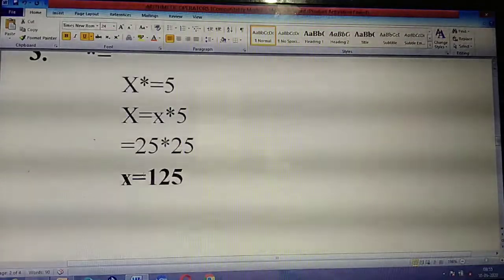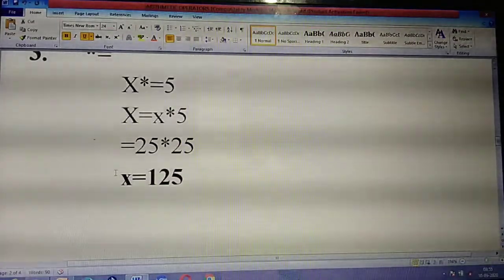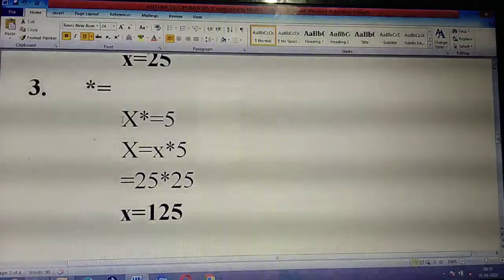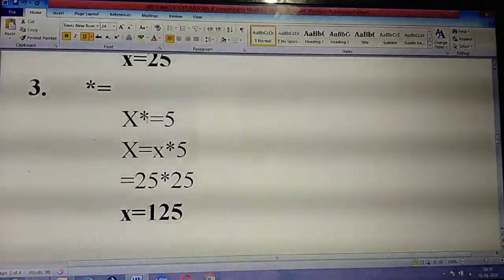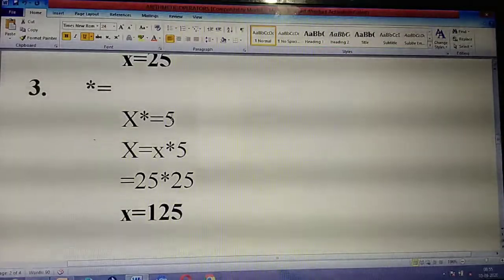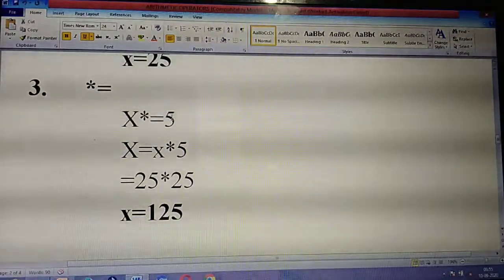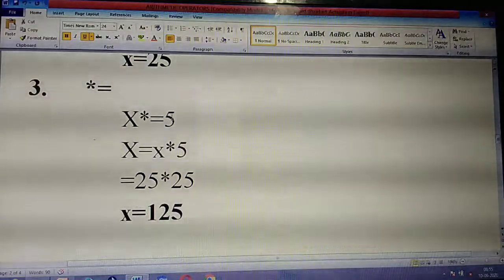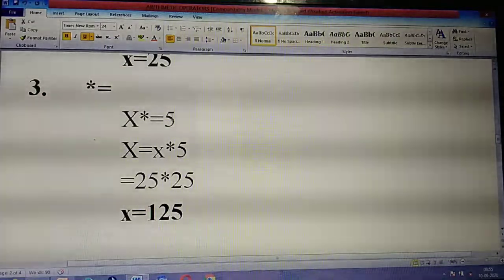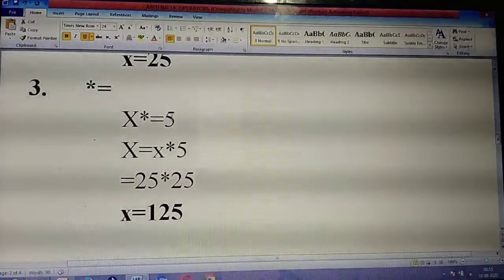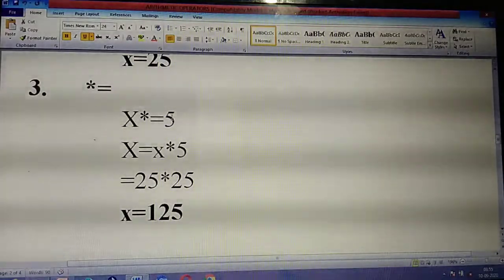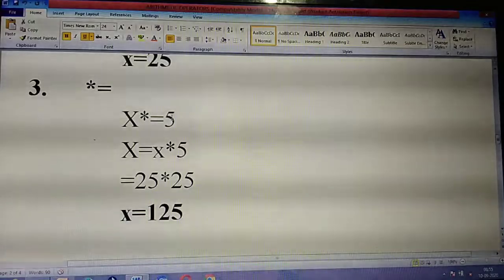Next, star equal to. x star equal to 5 they have given. They will ask two more questions like this. This is not a book-back answer, so I am explaining it separately. Please write it near your book, or take a bit of paper, write it and paste it. Likewise, they will give some other numbers and ask you to calculate.